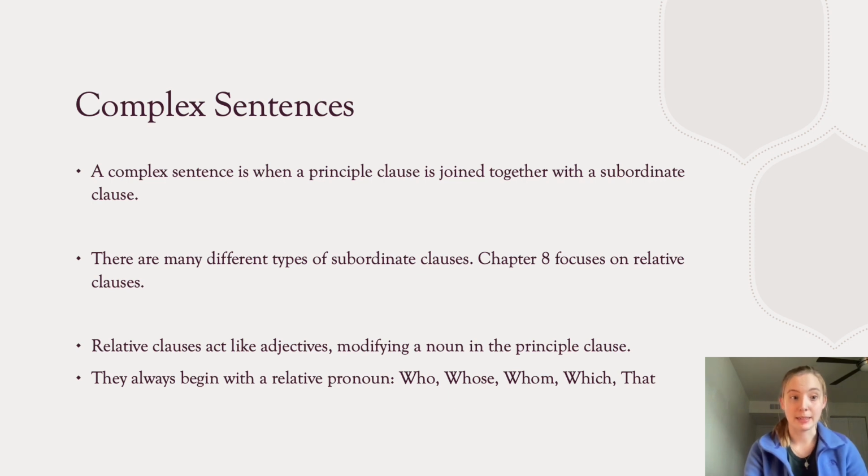A complex sentence is a little bit different in that I am joining together a principal clause with a subordinate clause. A subordinate clause cannot stand by itself as a sentence. It is dependent. There are many types of subordinate clauses, but chapter 8 focuses on relative clauses. A relative clause acts like an adjective, and it modifies a noun in the principal clause. They always begin with a relative pronoun: who, whose, whom, which, and that.